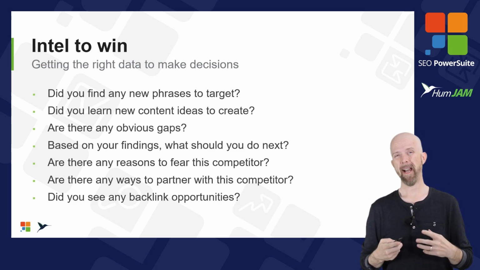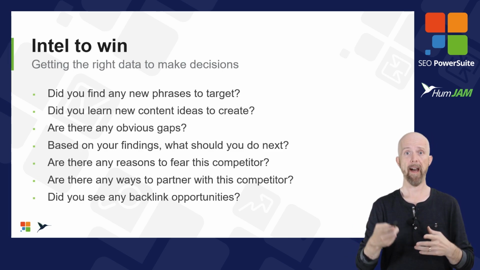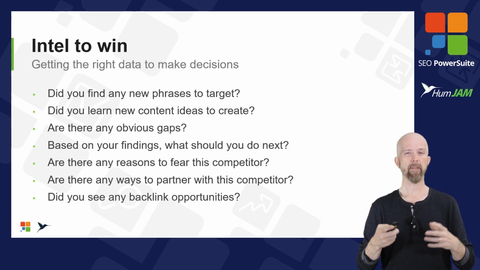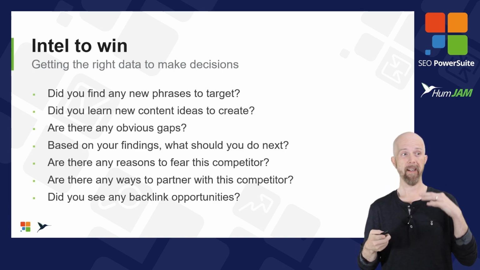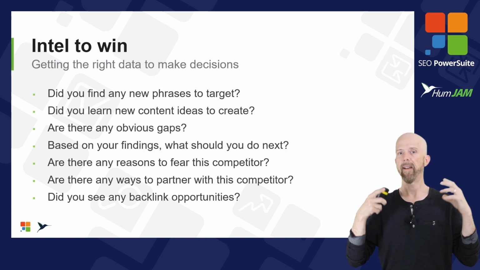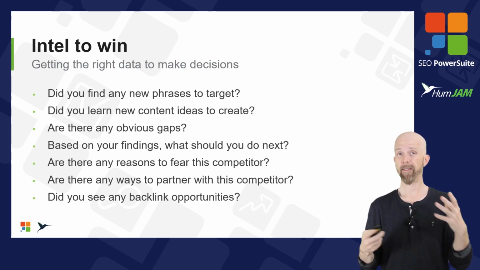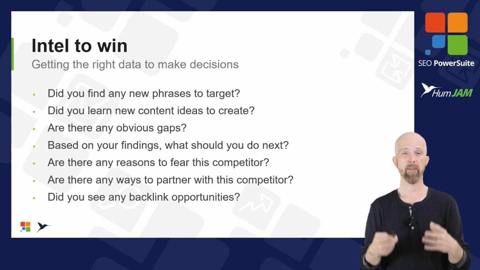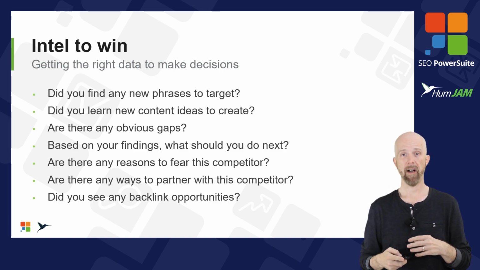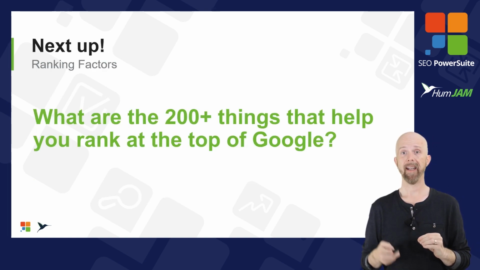Were there any obvious gaps, meaning were there places that you saw that there wasn't any content about something that you have content on that your competitors weren't providing? So you want to look for gaps. And based on your findings, what should you do next? Is there anything that you saw that, oh man, I should do this? You write that down as well. And are there any ways, and here's what I always like to do, to partner with your competitor? Is there any way to partner or do some joint things or do an event or anything together that also works? And did you see any backlink opportunities? That's always great to keep your mind on, even when you're beginning an SEO campaign.